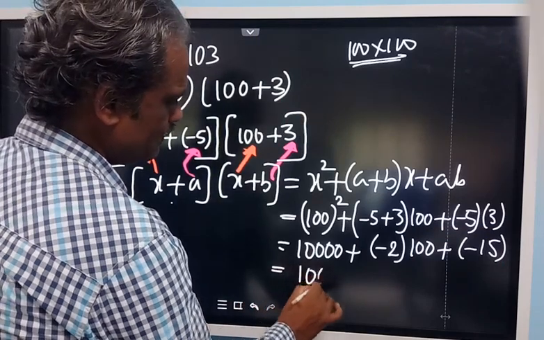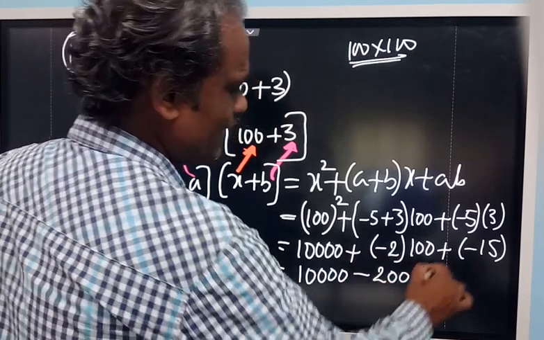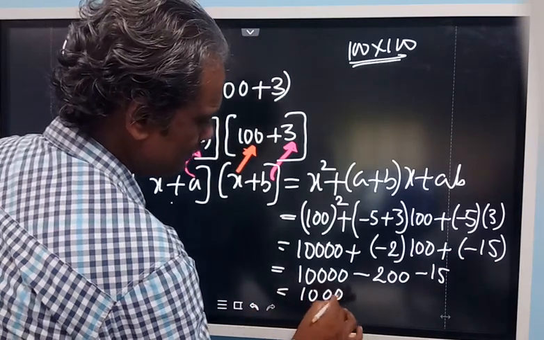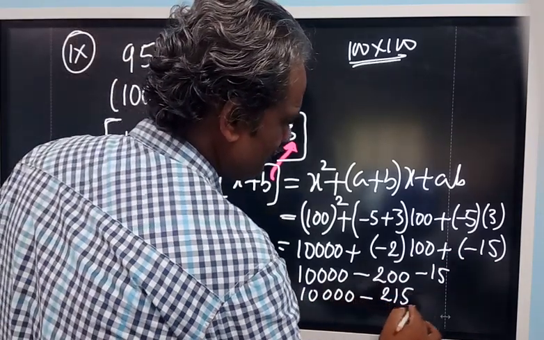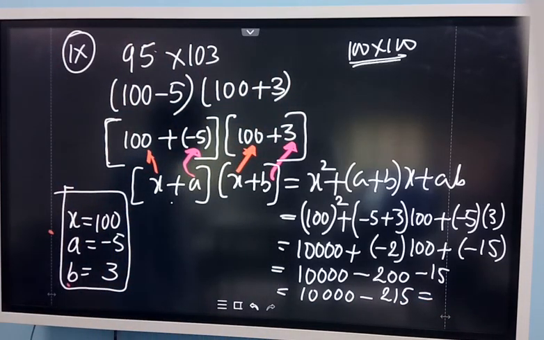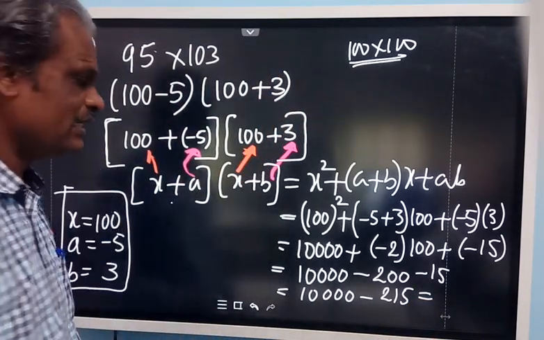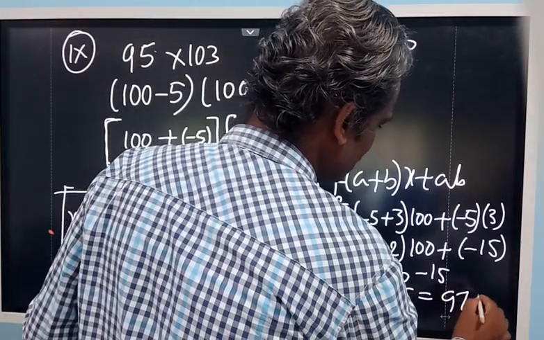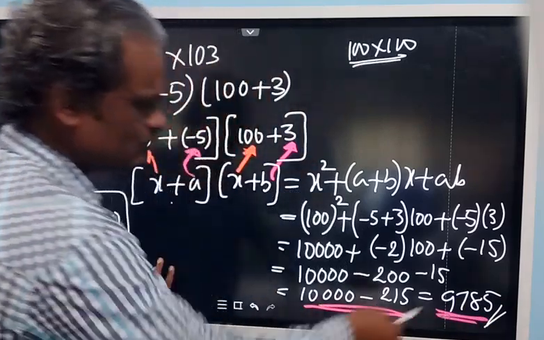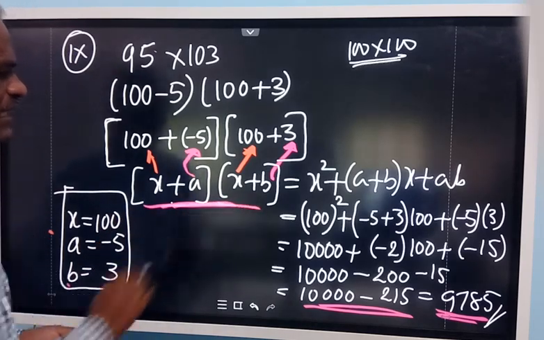Now you will get 10,000. This will become minus 200. Then minus 15. Plus into minus is minus. So now 10,000 minus 215. What is the answer? Subtract and tell me the answer. 9,785. The answer is 9,785. This is the solution. So this is using the identity (x + a)(x + b).